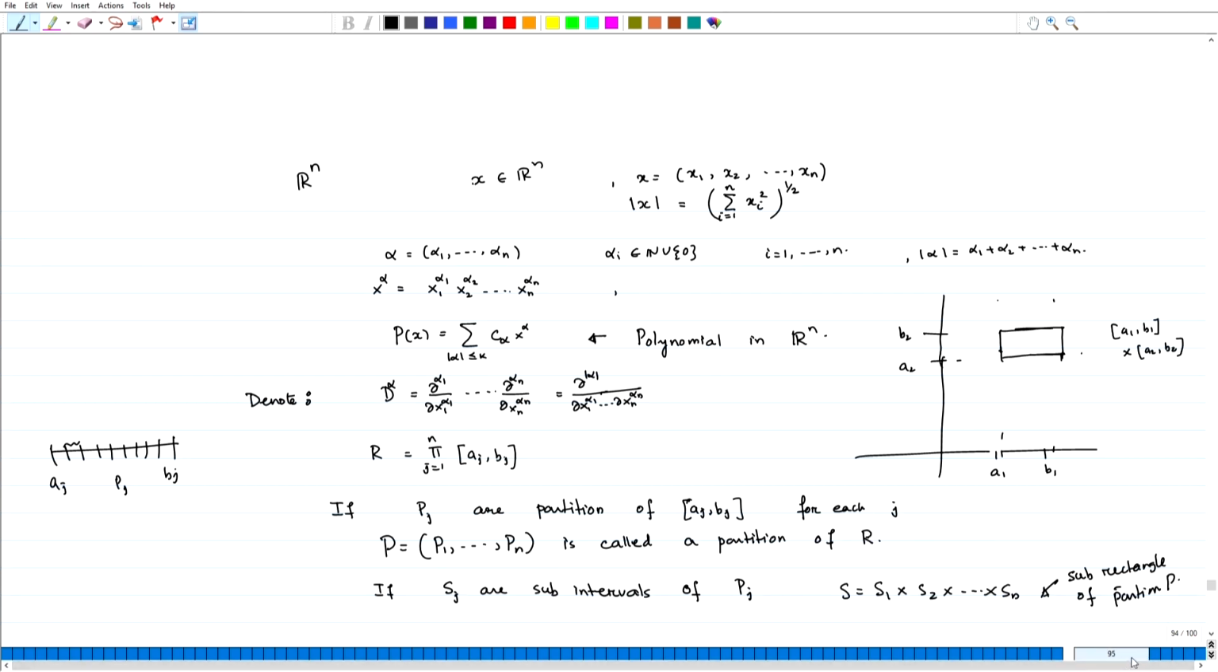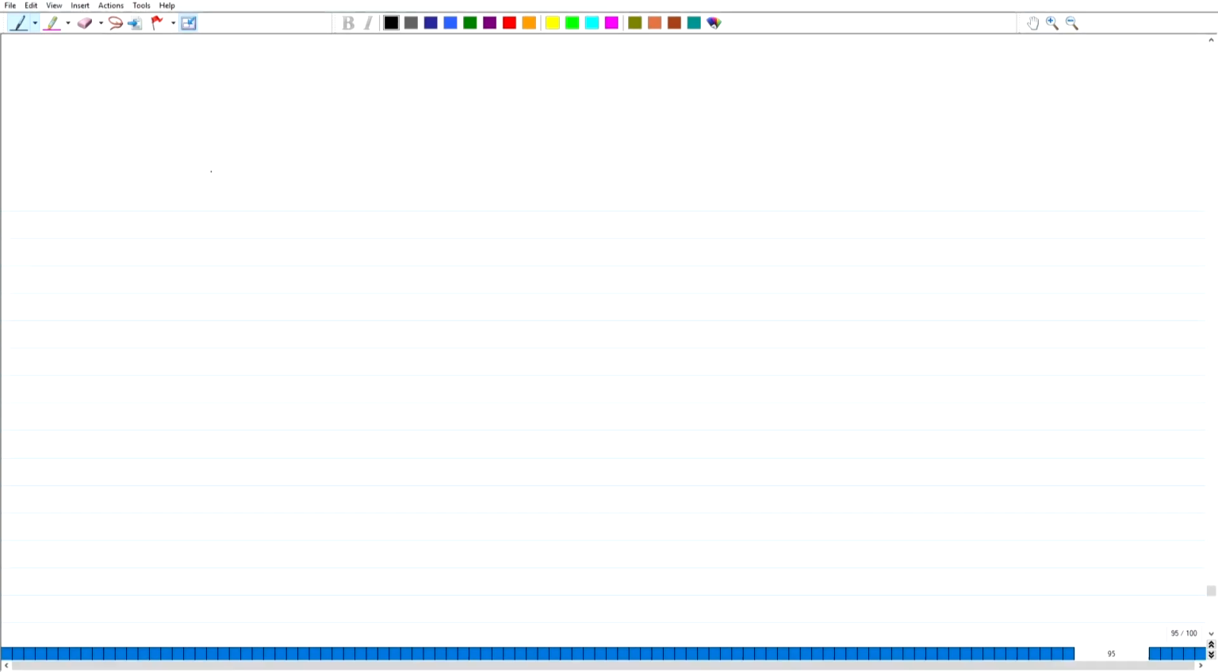So, now we have fixed all the notations to define our upper Riemann sum and the lower Riemann sum. So, for a partition P, the upper Riemann sum is defined to be U_P of f for a function. Now, I am taking a function f from R to R bounded.